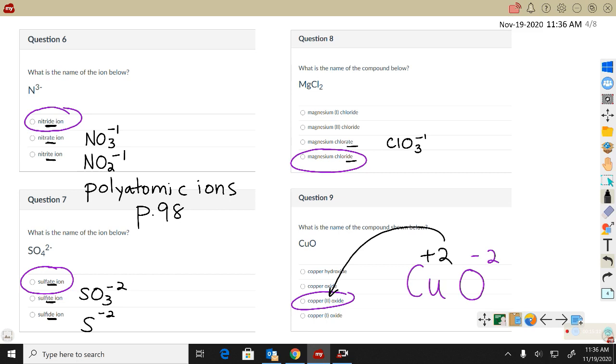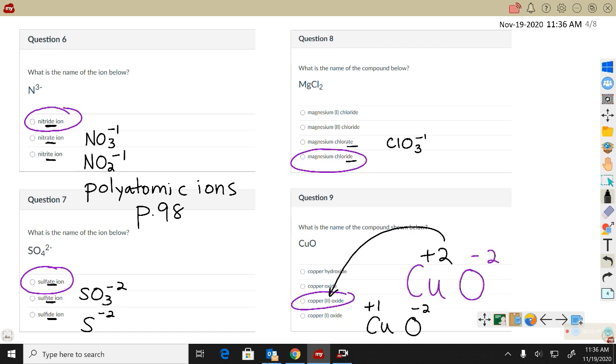Now, the wrong answer, I mean, all the other ones are wrong, but sometimes a wrong interpretation of this is that people will say copper 1 oxide because there's 1 atom of copper. Somehow they think the Roman numeral is the little subscript, the little number in the formula. Nope, it's the charge. If you had copper 1 oxide, you're saying that copper's charge is plus 1 and oxygen is minus 2.